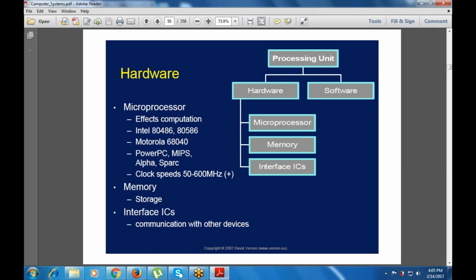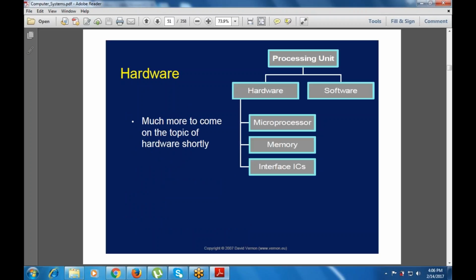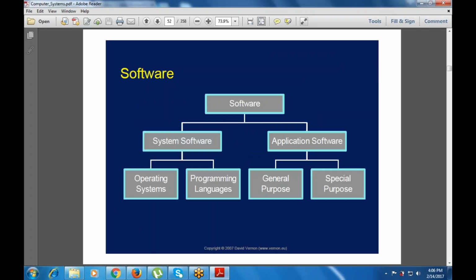Hardware includes all the things that are tangible in nature, that is, the physical components of a computer system. One of the best examples is a microprocessor that does the computation: Intel 8084, 80486, 80586, then Motorola 68040, then MIPS, clock speeds, memory, storage, and interface ICs for communication with other devices. We will come to the topic of hardware shortly, as it will take much more time.